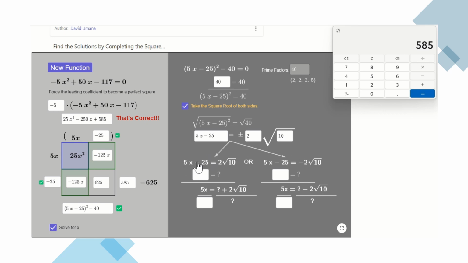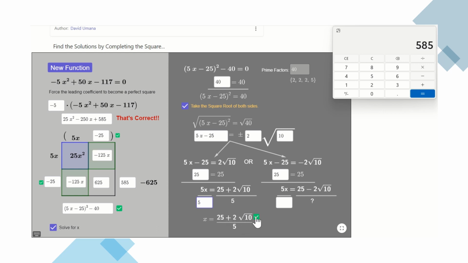Now I have 5x minus 25 is either positive 2 square root of 10 or negative 2 square root of 10. This is the plus or minus effect. Here, I'll do the same step I did earlier, so now I'm going to add 25, and I'll repeat the process here. Now, with that being said, I drop down to 5x. 5x equals this and equals this as well. So this is a fraction, so I'm going to divide by 5.